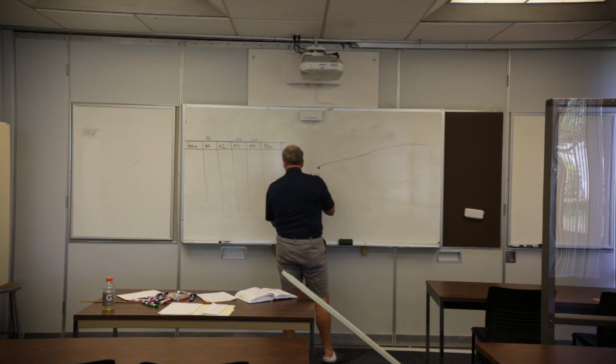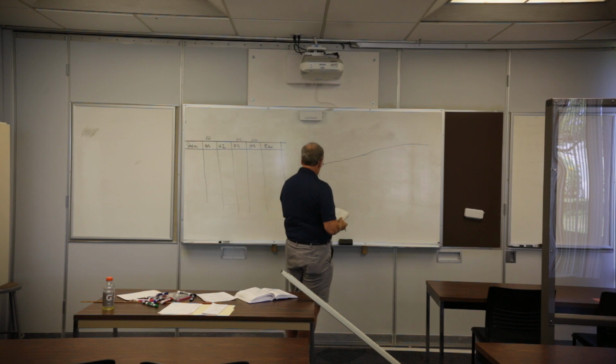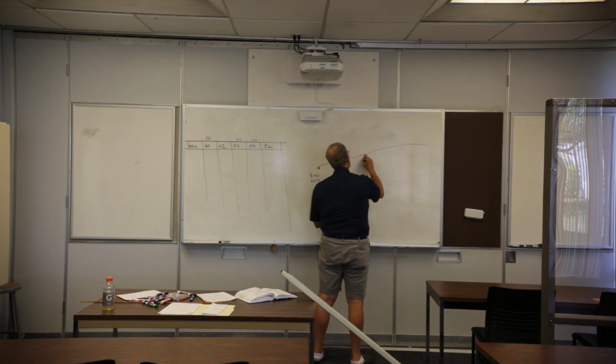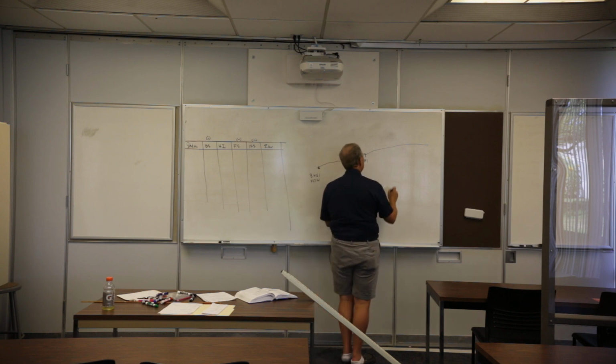BM61 elevation of 257.61. Okay, TP1 is there. And TP2 is up here.